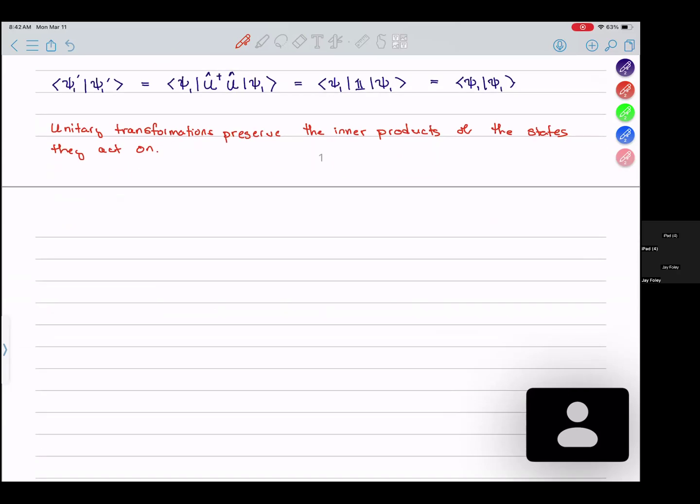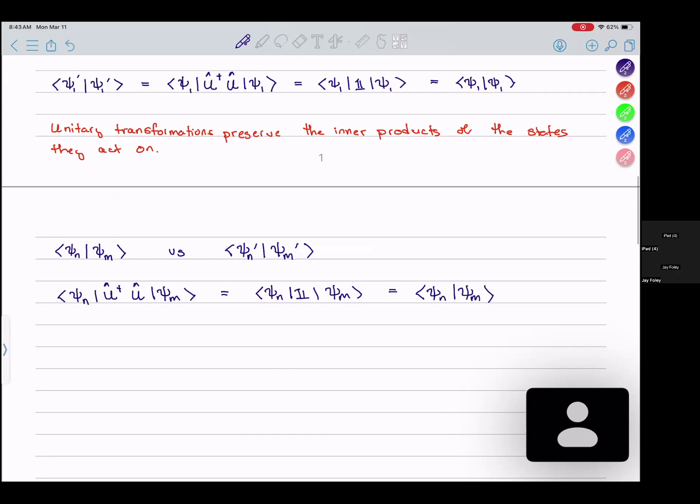So let's also do the same thing when I have two different states. Let's actually think about psi n, psi m versus psi n prime, psi m prime. We can use exactly the same kind of rationale as before. So we can say that psi n prime on the bra is psi n on the bra with U hat dagger, and psi m prime on the ket is U hat acting on psi m. Which is equal to psi n on the bra, identity matrix, psi m on the ket, which is equal to psi n on the bra, psi m on the ket. That's it.